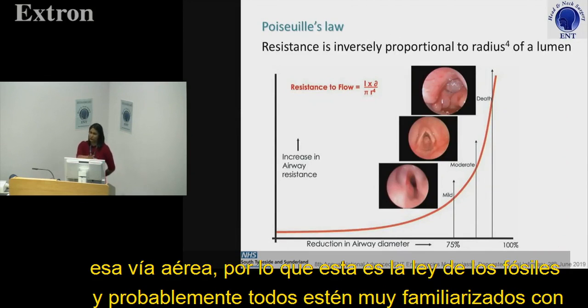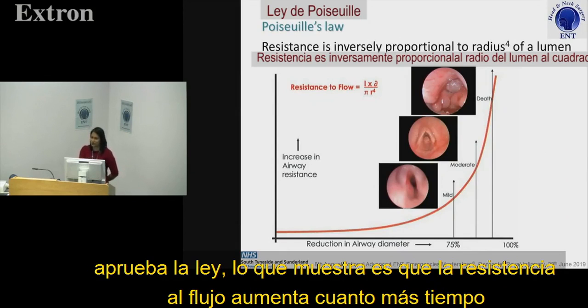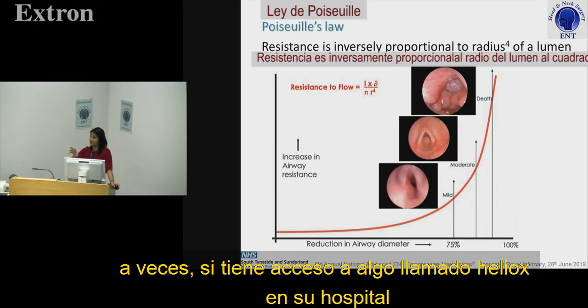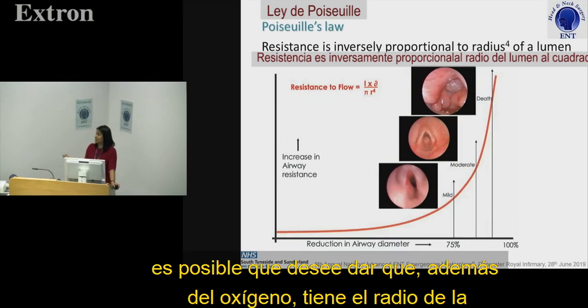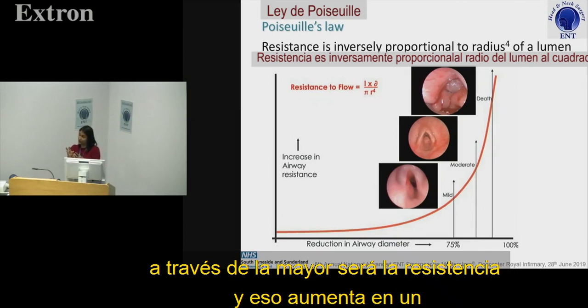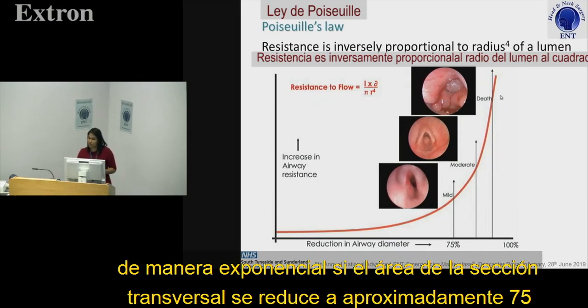So this is Poiseuille's law, and you're all probably very familiar with Poiseuille's law. What it shows is the resistance to flow increases the longer the tube is. This is the density of the fluid that flows through, which is why sometimes, if you've got access to something called heliox in your hospital, you might want to give that in addition to oxygen. You've got the radius to the power of 4. So the smaller the radius of the tube that you breathe through, the higher will be the resistance, and that increases in an exponential fashion.